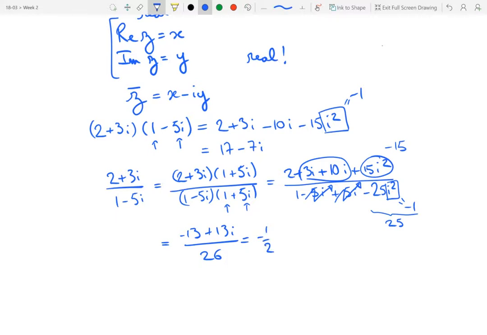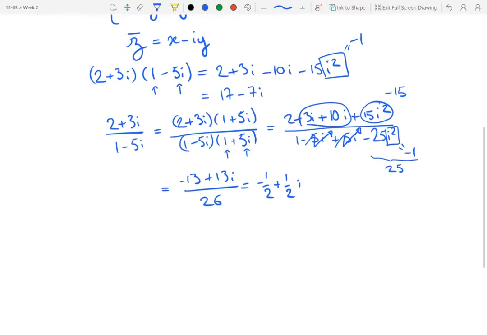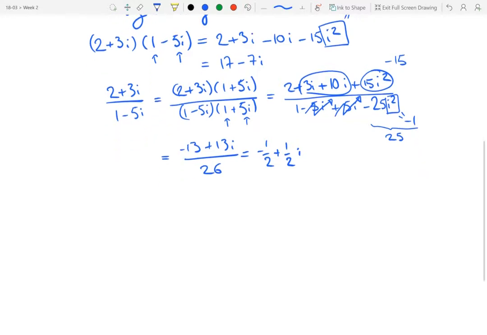This example is a little contrived and chosen so that we end up with nice numbers. 1/2 plus 1/2 of the imaginary unit. So that's how it works. Multiply top and bottom by the complex conjugate to perform a division. This example is actually generic. It is a generic phenomenon that when you take a complex number and then you multiply by its complex conjugate, you end up with something real. So this was no accident that the denominator was real.